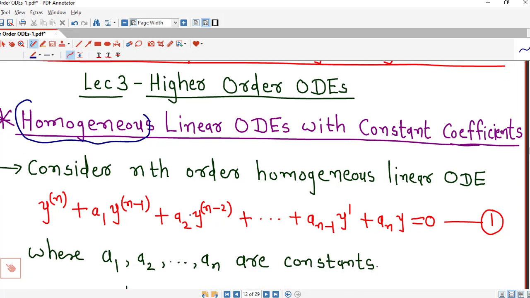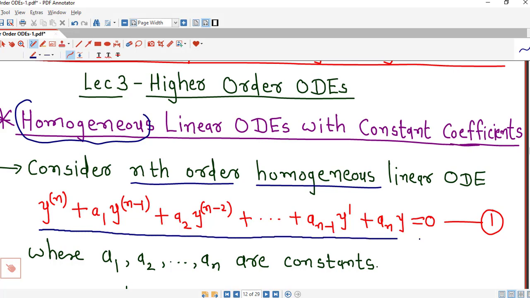So we start with the nth order homogeneous linear differential equation. This is the standard form of the nth order linear homogeneous differential equation. The first term is the nth derivative of y, plus a1 times the (n minus 1)th derivative of y, plus a2 times the (n minus 2)th derivative of y, and so on. Here the last term is an into y equal to 0, and here a1, a2, an are constants.